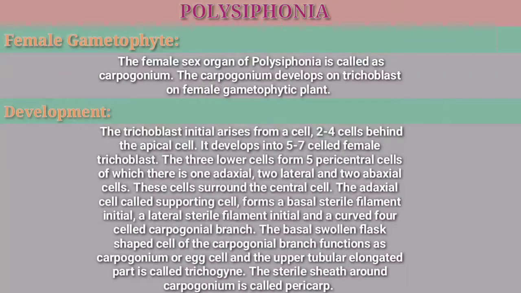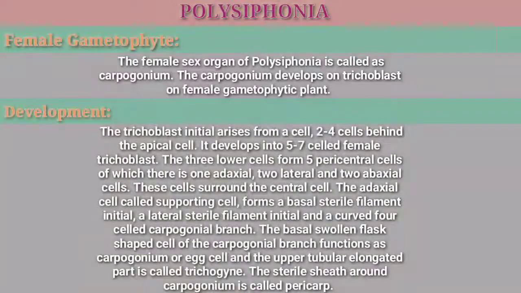Female gametophyte. The female sex organ of Polysiphonia is called the carpogonium. The carpogonium develops on a trichoblast on the female gametophytic plant. Development. The trichoblast initial arises from a cell 2 to 4 cells behind the apical cell. It develops into a 5 to 7-celled female trichoblast.